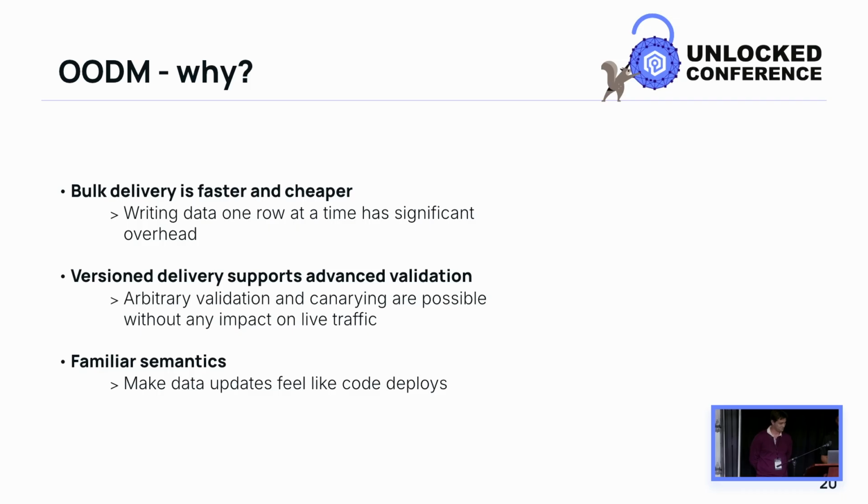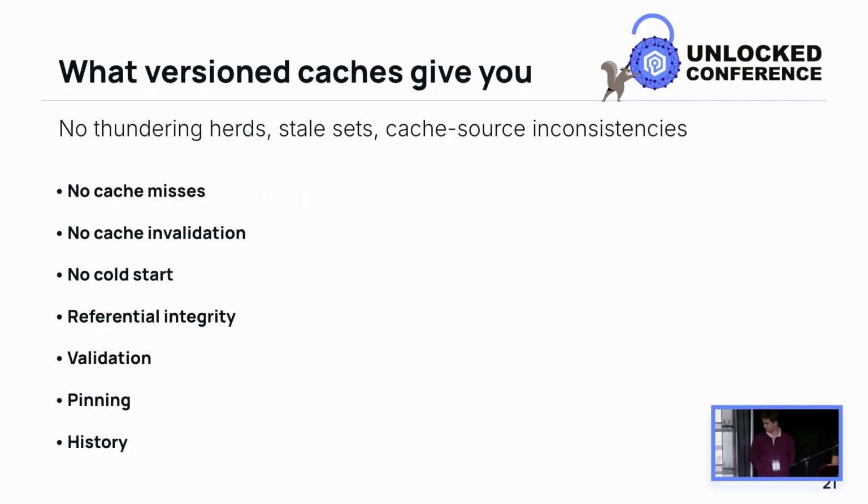Thanks, Will. So let's zoom back out. What does this version caching paradigm give you? There are no mistriggered thundering herds, no stale sets from concurrent fill races, and no cache source inconsistencies, since the cache is a point-in-time snapshot of the source by construction. There are no cache misses because the cache is pre-filled, no cache invalidation, new versions replace old ones atomically, no cold start, consumers bootstrap from the latest snapshot.